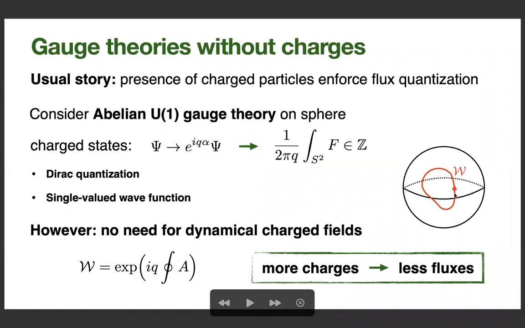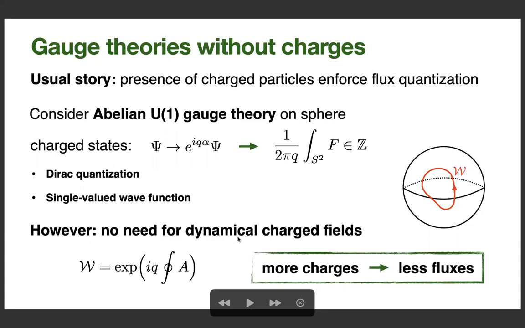And then I have two choices by Stokes, right? So I can complete this line in the interior, or I can complete the line in the exterior. And of course, the physics should not depend on what choice I do. And from that, I will find exactly the same charge quantization without having anything to do with the single valuedness of charge field wave functions or the presence of dynamical particles.